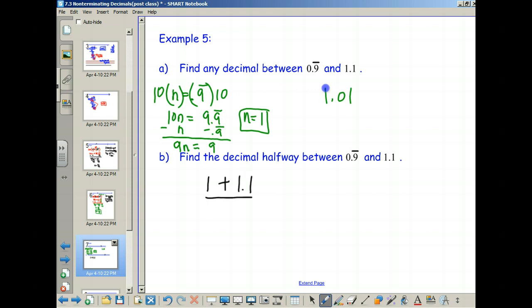Plus my 1.1, and then I divide by 2. It's also called an average, right? Because we do an average for grades. We took exam 1 and exam 2 and averaged them together to find what your exam average was. This is what we do. So what is 1 plus 1.1? 2.1. And what's 2.1 divided by 2?